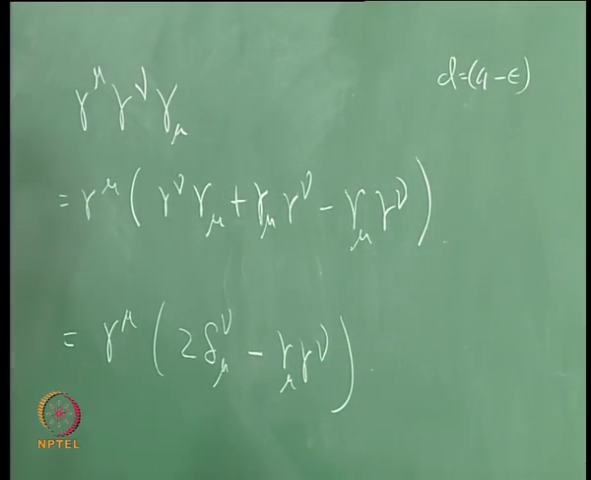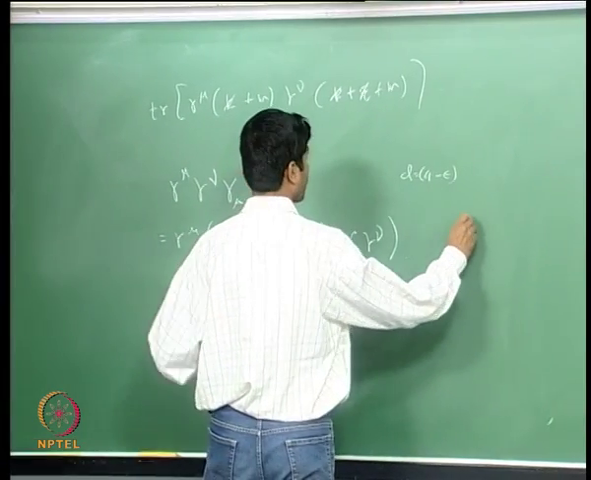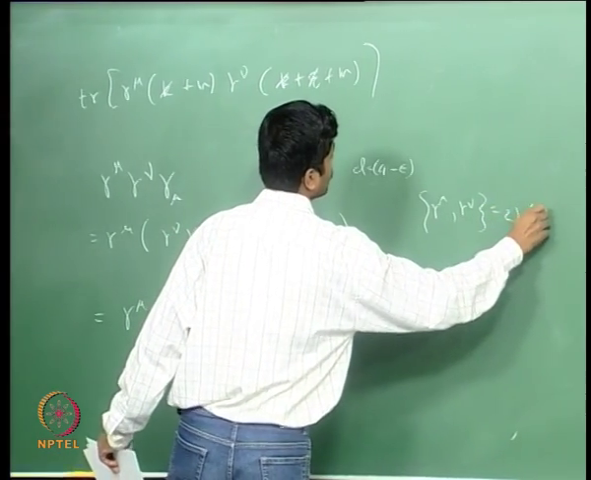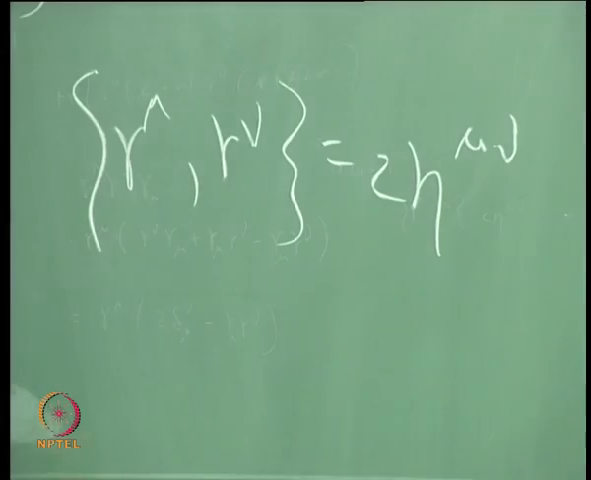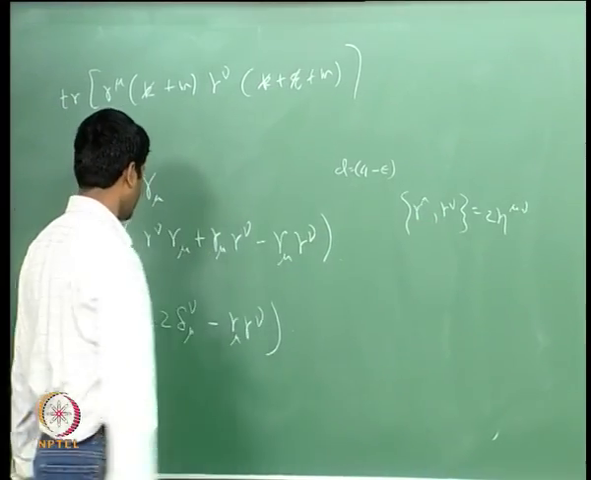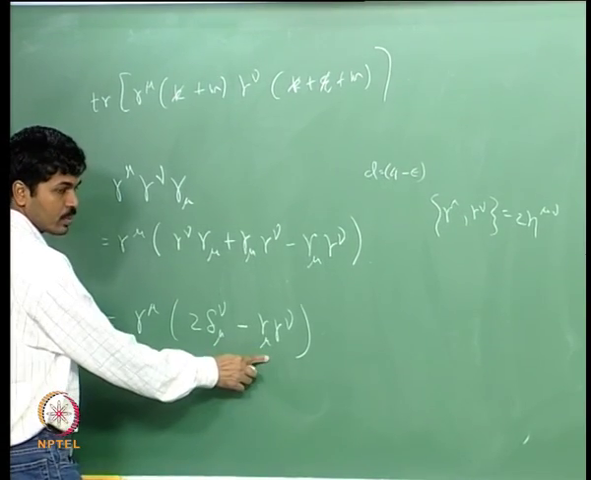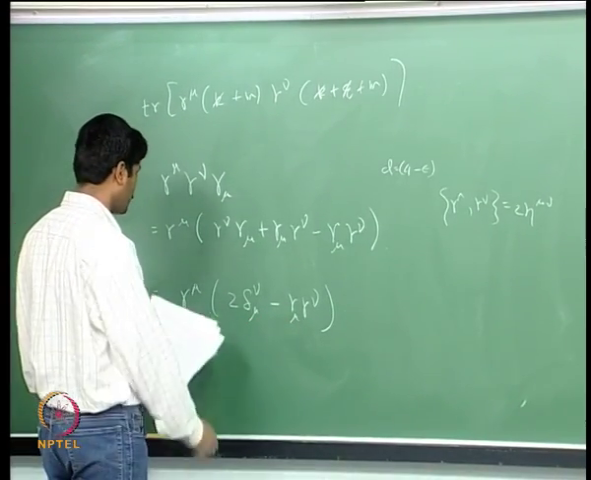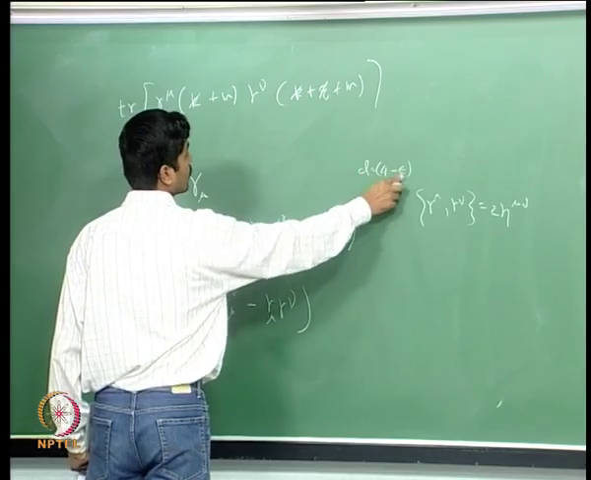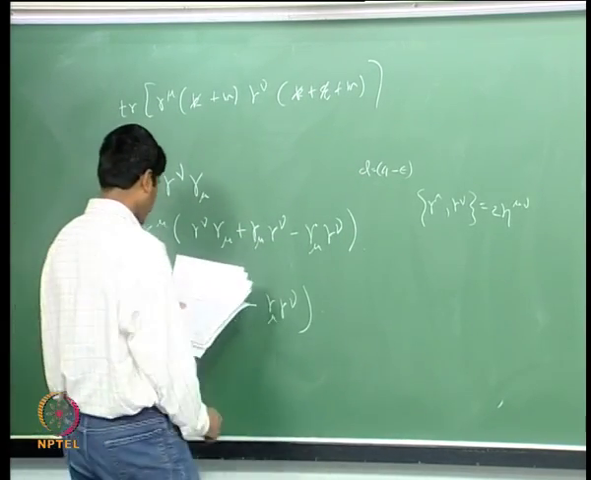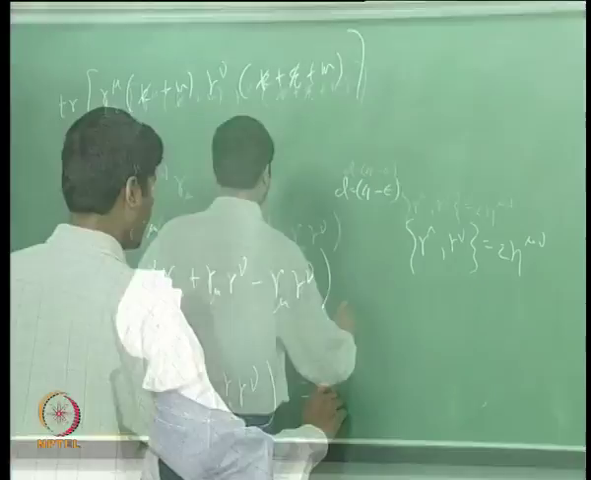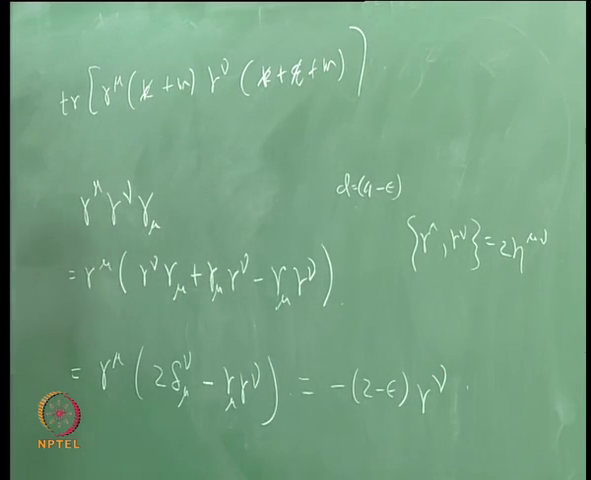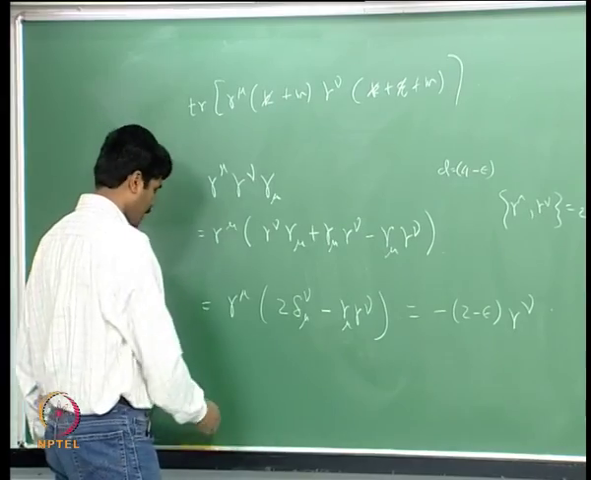We are using the same Clifford algebra, γ^μ γ^ν equal to 2η^μν. But the Dirac matrices have different dimension. So, when you do γ^μ γ_μ, this will be the trace of identity, and this trace of identity, instead of 4, is simply given by d, which is nothing but 4 − ε. So, when you substitute that, at the end of the day what you will get is −(2 − ε)γ^ν. So the epsilon will appear in identities like this.